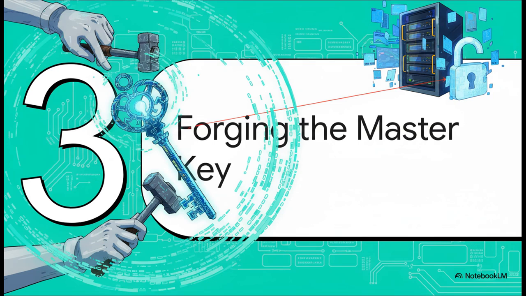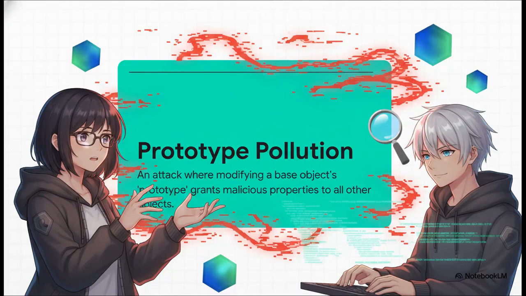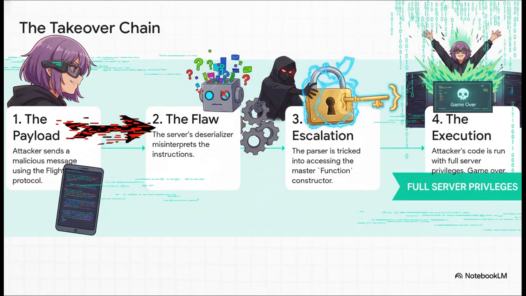And that trust brings us right to the heart of the heist, forging the master key. How did attackers manage to turn a simple feature of this new flight protocol into a weapon that could blow the doors off the entire server? They used a technique called prototype pollution. Now, it sounds complicated, but here's the gist. In JavaScript, almost every object inherits its basic properties from a master blueprint, called a prototype. This attack lets a hacker scribble something malicious onto that master blueprint. And once the well is poisoned like that, pretty much every other object in the entire application inherits that same malicious code. And here's how they pulled it off in just 4 steps.